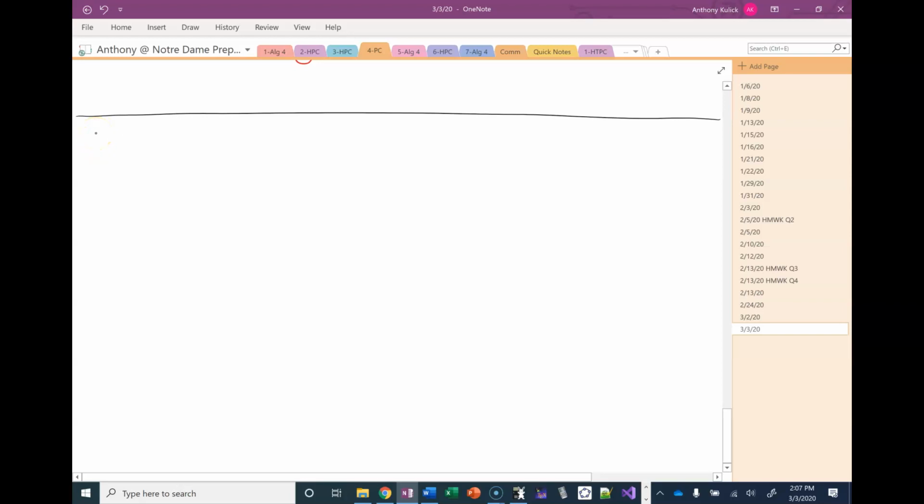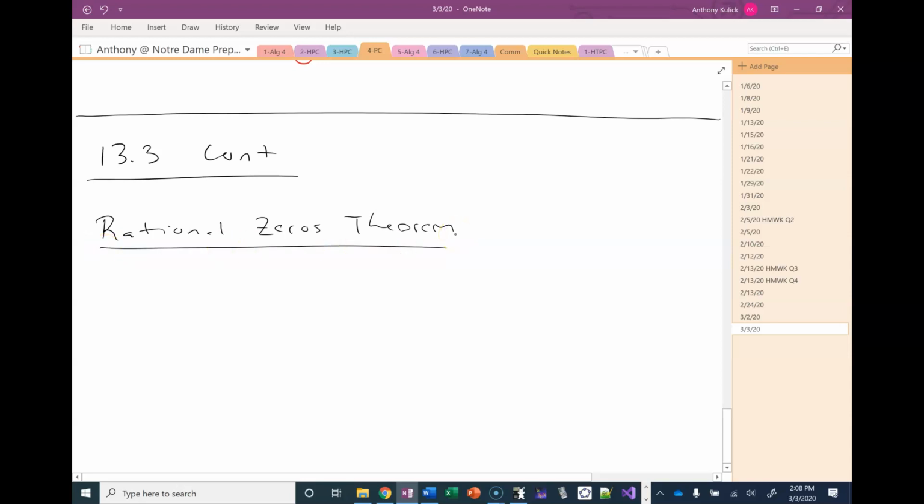All right, so we're continuing along in whatever this section is. What section are we in? 3. Okay. So we're going to start with what's called the rational zeros theorem.